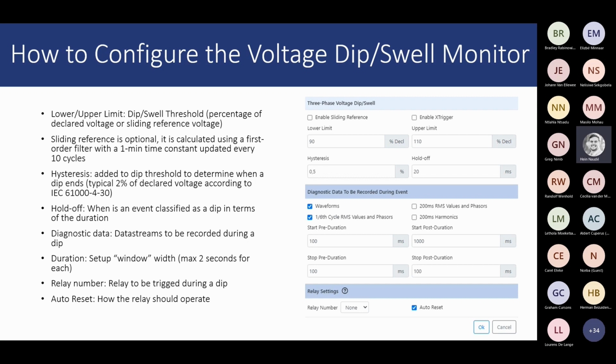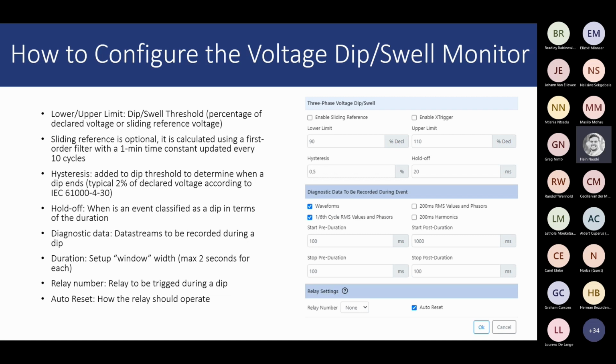Okay, and then the last things that you can set up for each monitor, not just unique to three-phase voltage dip and swell, are relay settings. The Vector 3 has 4 relays, where 3 you can use to trigger when there's, for example, a dip. You can specify a relay, let's say relay number 2, to close when a voltage dip is triggered. You can also change the way that relay operates using the auto reset function. If you tick the auto reset, when the dip ends, that relay then opens automatically.